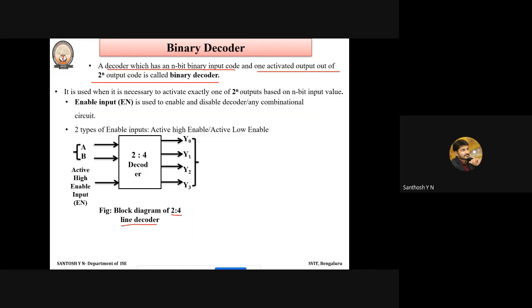Two inputs are there, that is A as well as B, and an enable signal. In order to activate the decoder, you are using an enable input, represented as En. If you are giving the inputs A and B, but you are not enabling the decoder, you will not get any output here. So you have to enable the decoder, and in the meanwhile you have to provide the inputs.